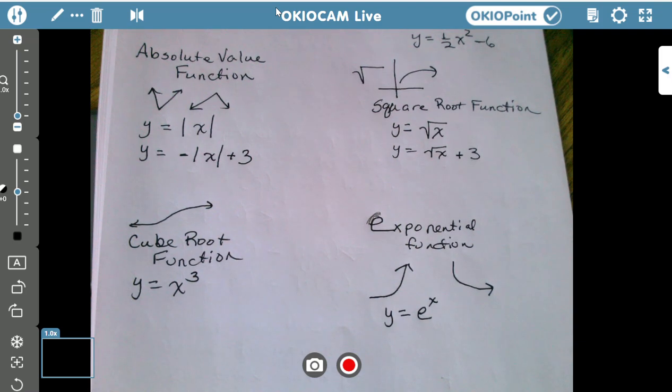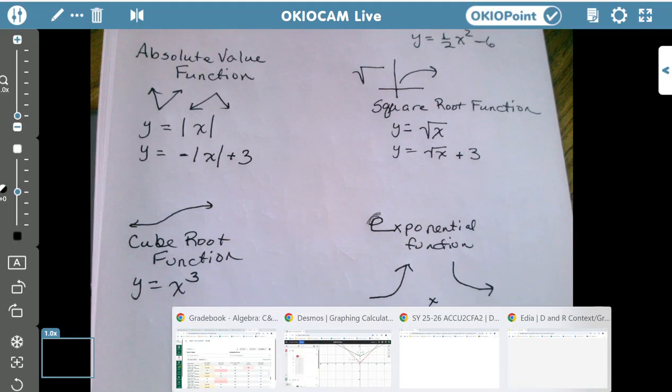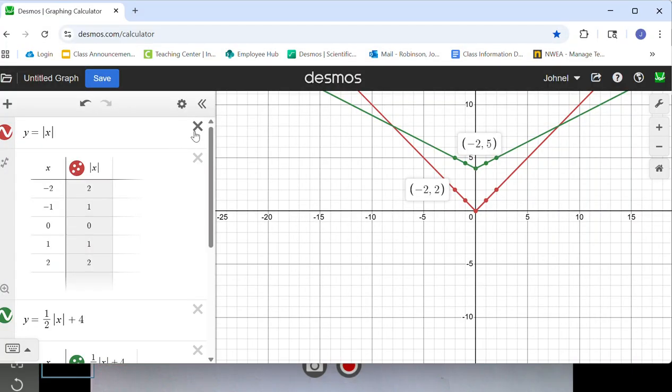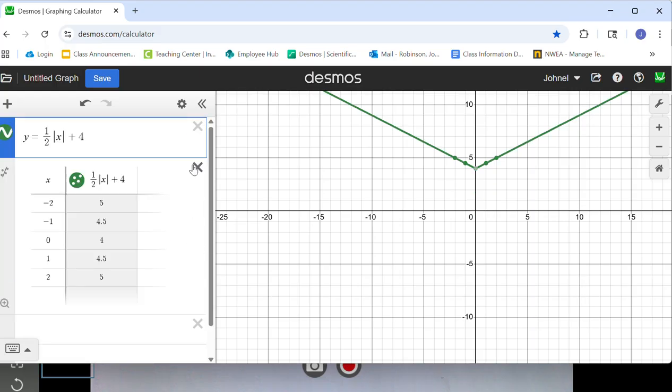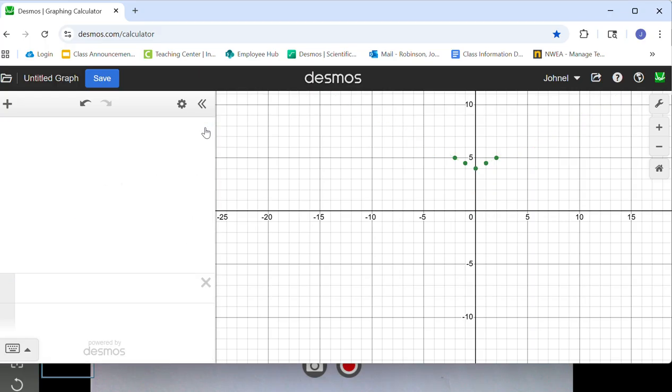Alright, now we're going to go to Desmos and we are going to compare some of these functions. So I'm going over to Desmos graphing calculator now. And I'm going to clear out everything that I have. You go over to Desmos graphing calculator as well. And let's compare some functions. Alright, so I'm going to write it down first because the words can be tricky.